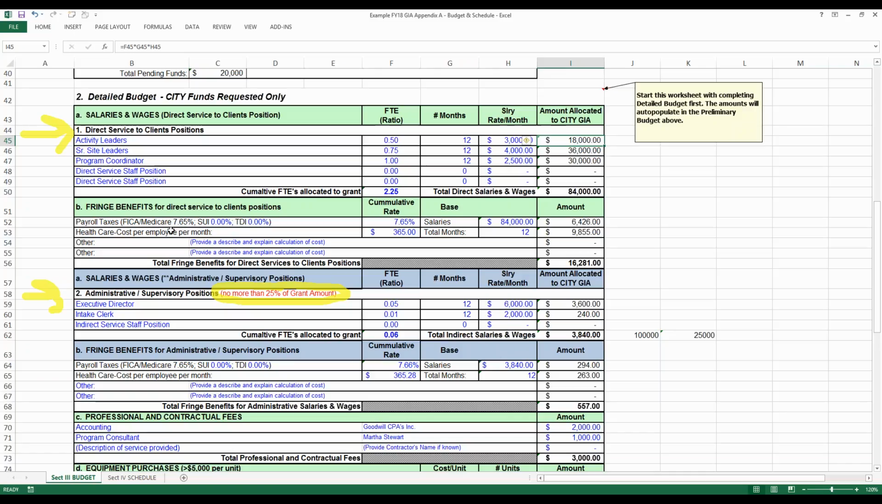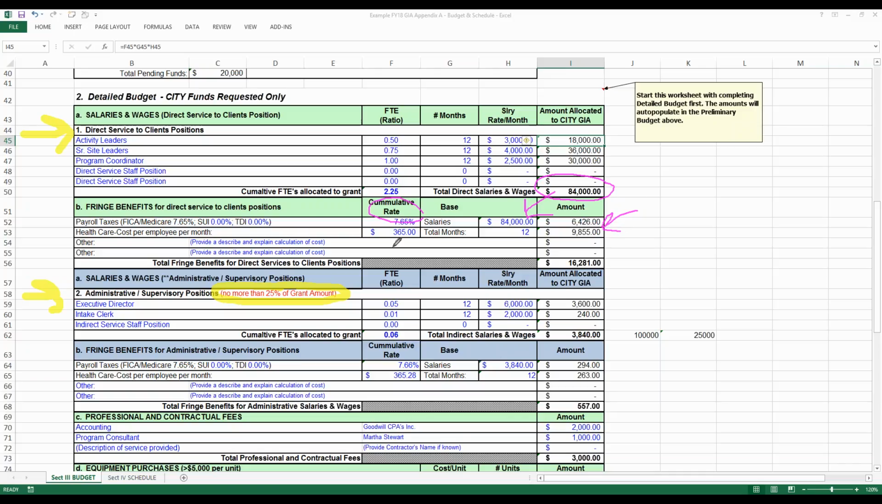Moving on to fringe benefits. Here by default we put 7.65% for FICA. If you have state unemployment, TDI, you can also fill in the percentages here and add it to the cumulative rate. And the base, you apply this cumulative rate of payroll taxes to the salaries from this section here. The salaries that you allocated to GIA will go down here, and you apply the cumulative rate, and you'll get your allocated amount for the GIA.